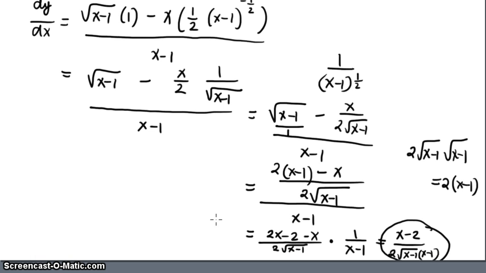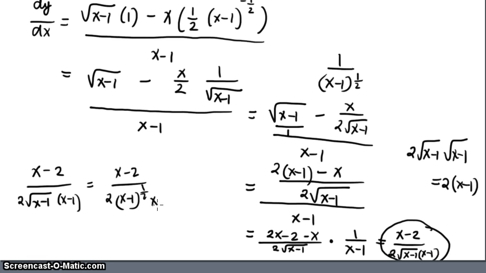Take note that if I have x minus 2 over the 2 square root of x minus 1 times x minus 1, this is the same as x minus 2 over 2 times x minus 1 to the 1/2, and then x minus 1. Now, since these two have the same base, you can write it in a single base, so that you still have the 2, then you have x minus 1, and when you multiply the two, you add their exponents. So 1/2 plus 1 will be 3 over 2, and then you have x minus 2 on the numerator.